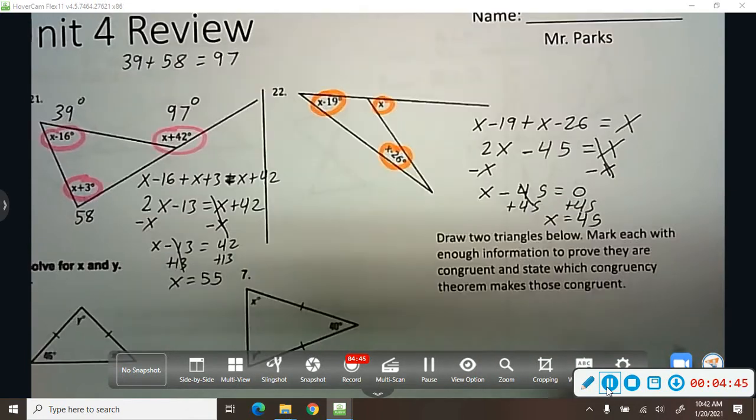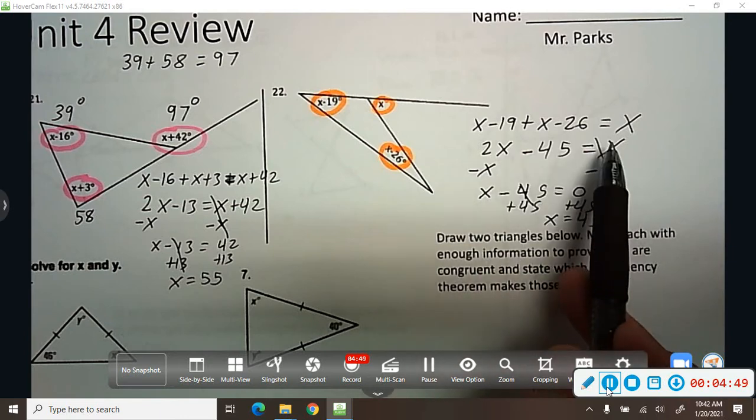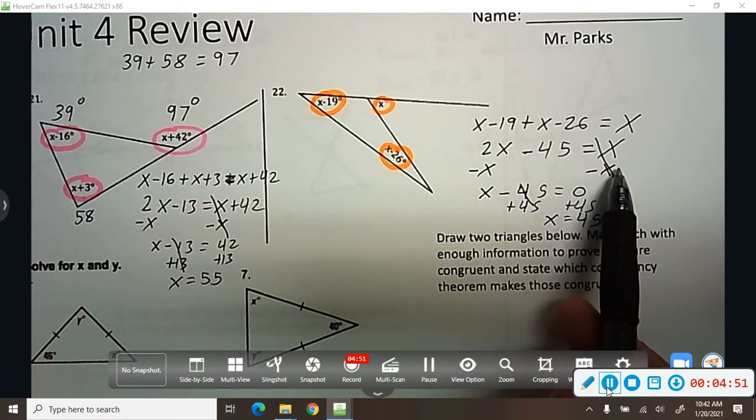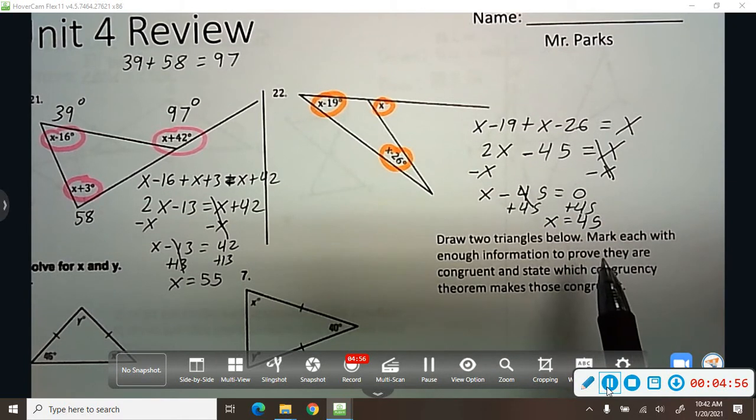Now, probably an easier way is at this step you could have done minus 2x from both sides. And then you'd have 1 minus negative 2, which is negative 1. And then divide both sides by negative 1, and you would still get 45. So there's multiple ways to get to the answer.